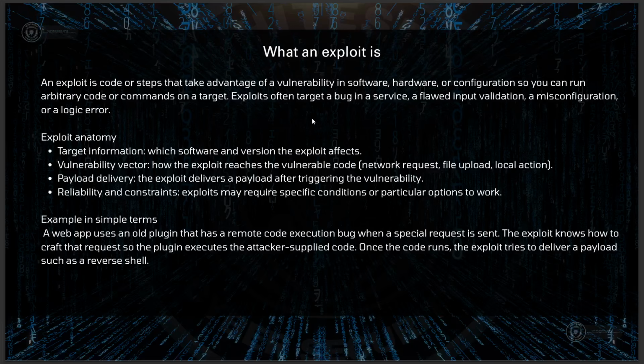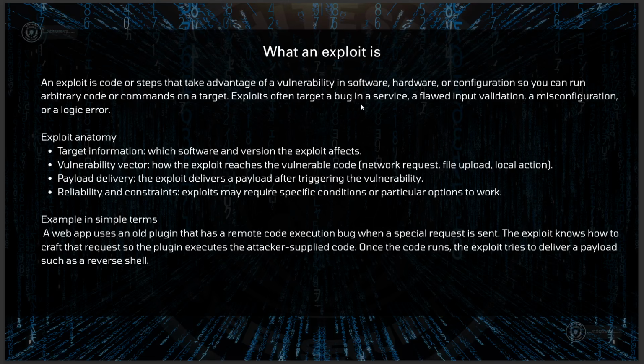In this class, we are learning about what an exploit is. See, an exploit is a code or steps that take advantage of a vulnerability in software, hardware, or configuration, so you can run arbitrary code or commands on a target. What is arbitrary code here? That means a malicious code, the code which can execute on that system.